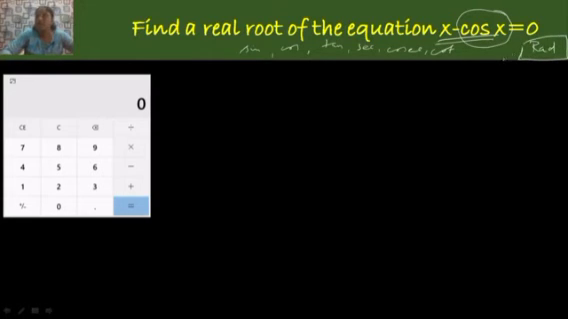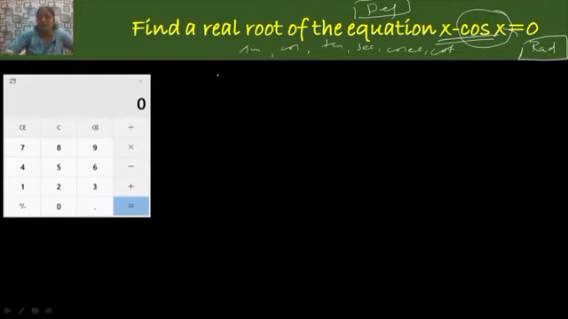Whenever you are evaluating the root of such a function, your mode of the calculator should be in radian, not in degree. While we are evaluating the root of functions like logarithmic, exponential or algebraic equations, our mode of the calculator is in degree, that's not a problem. So we always keep our mode in degree. But if it is an equation involving a trigonometric function, your mode of calculator should be in radian.